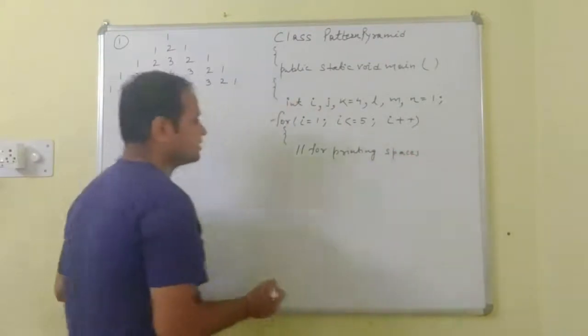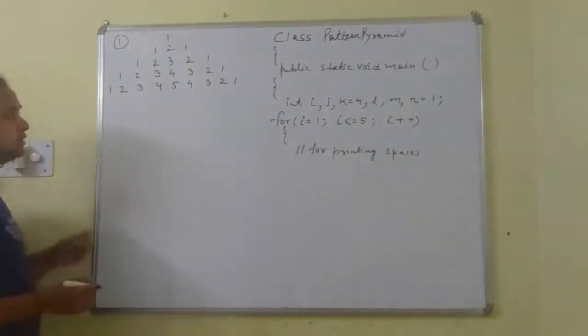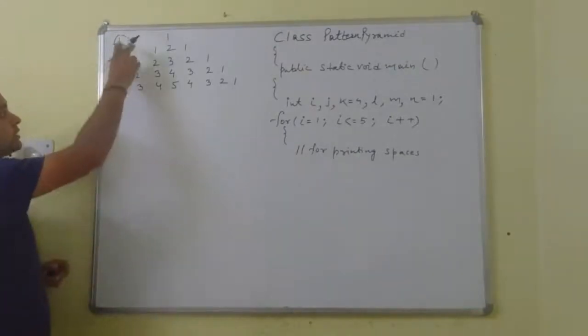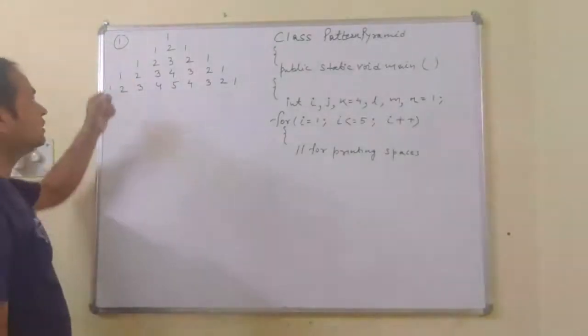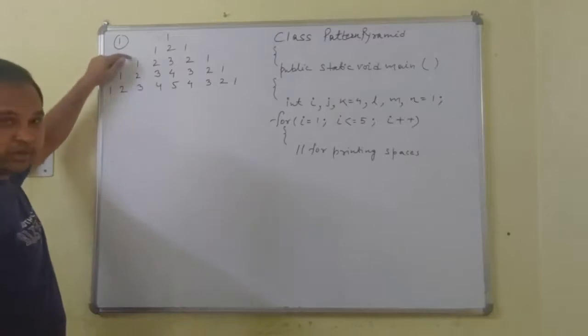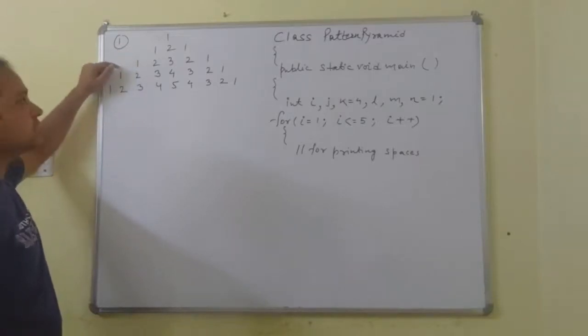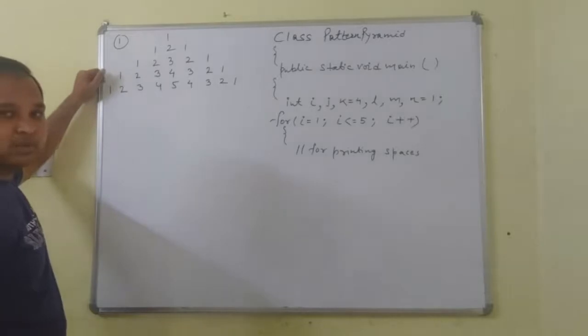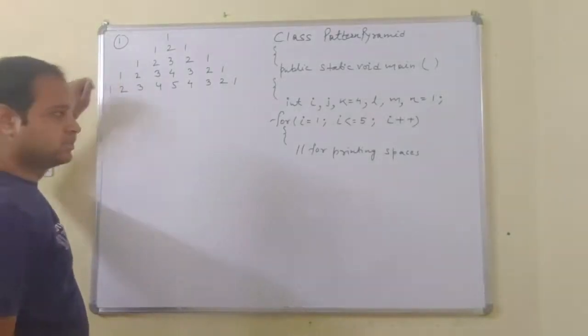Thereafter, for printing the space. So you can see that in this pattern program, the first line we are having 4 spaces, in the second line we are having 3 spaces, in the third line we are having 2 spaces, fourth line we are having 1 space, and the last line there is no space.